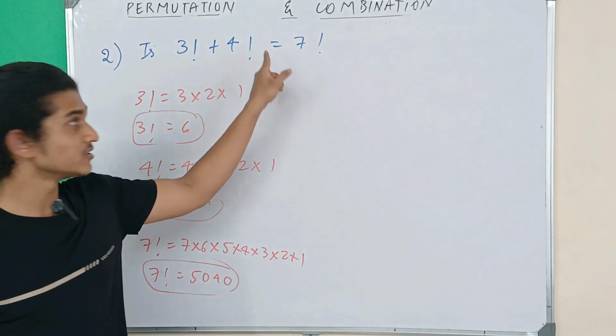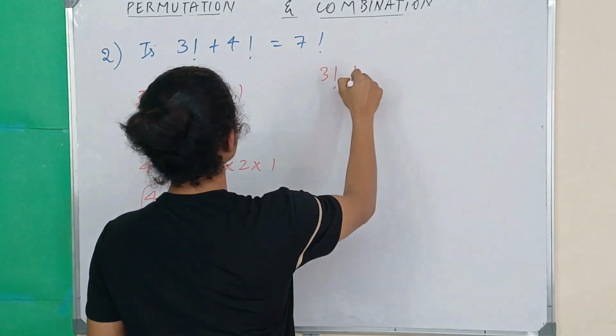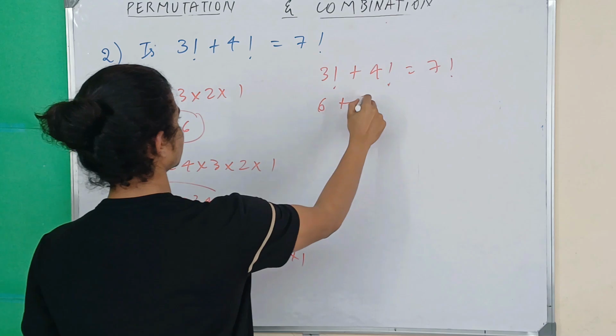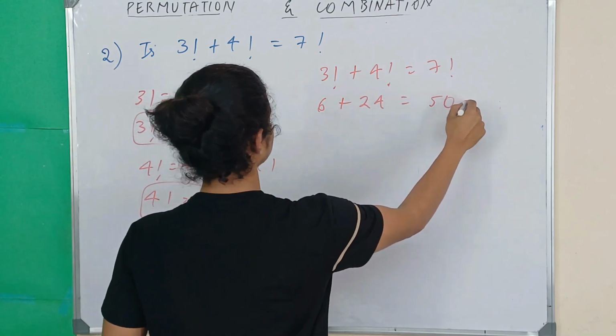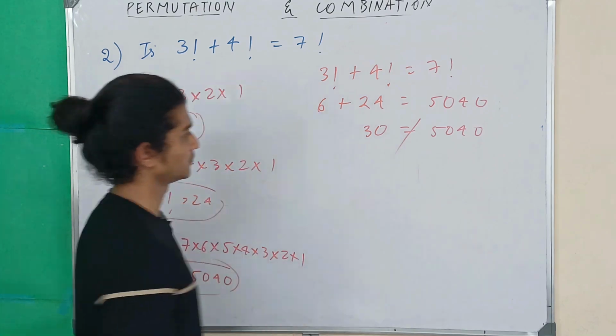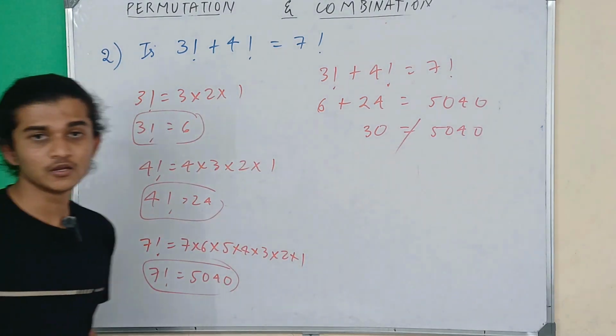So let us put in this equation. 3 factorial plus 4 factorial equal to 7 factorial. 6 plus 24 equal to 5040. Now is 30 equal to 5040? No. So this kind of thing doesn't hold good for factorials.